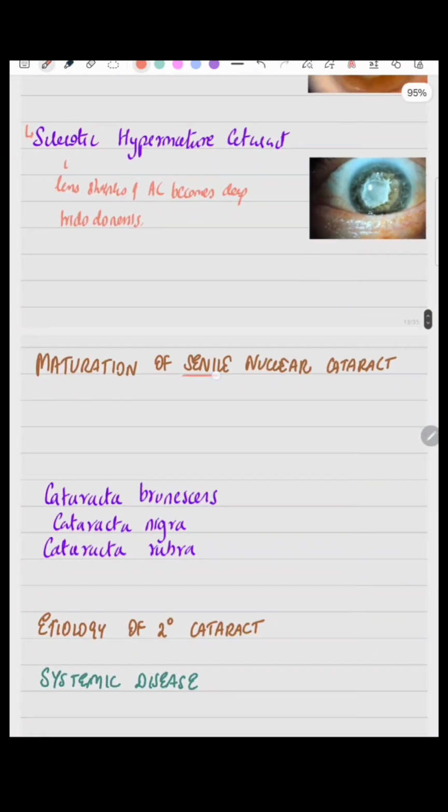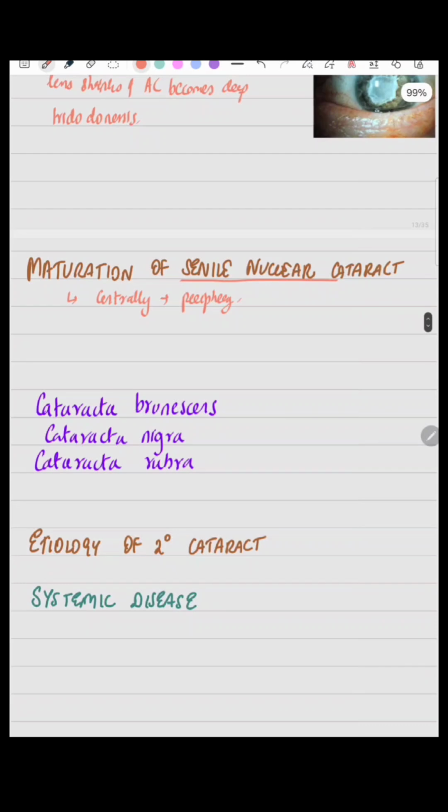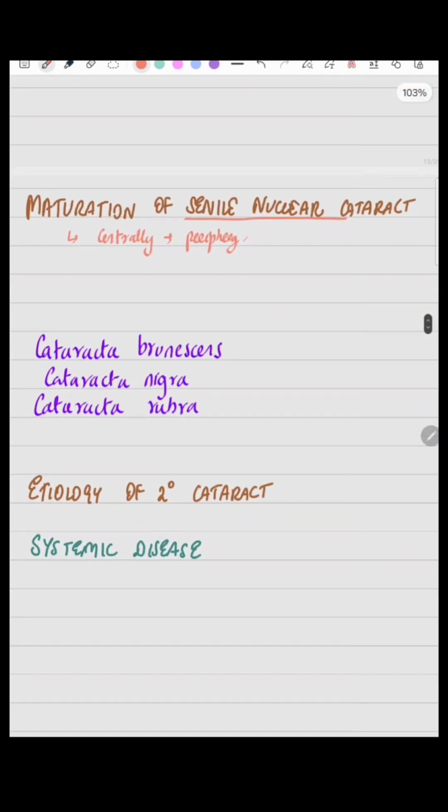Next is maturation of senile nuclear cataract. Here the changes begin centrally and then spread to the peripheral region. The nucleus may become diffusely cloudy, grayish to tinted due to pigment deposition. Amber or brown color is known as cataracta brunescens. When it is black, cataracta nigra, and rarely reddish, then known as cataracta rubra.